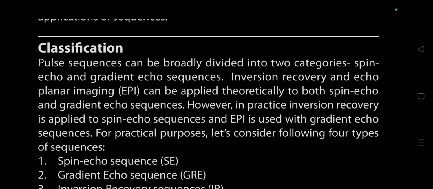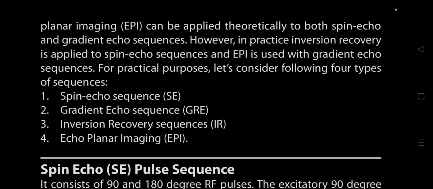Inversion recovery and echoplanar imaging can also be applied theoretically to both the spin echo and the gradient echo sequences. However, in practice, inversion recovery is applied to spin echo sequences and echoplanar imaging is used with gradient echo sequences. For practical purposes, let us consider the following four types of sequences.